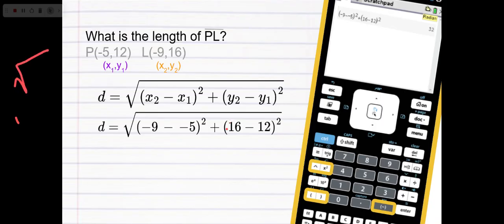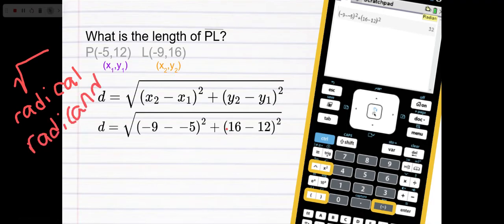This symbol is called the radical. And then what's underneath it is called the radicand. It's been a long time since you've seen those words, probably. Or maybe never, I don't know. Okay, so I'm going to type that in, and then I get the square root of 32. So the distance is not 32, it is the square root of 32.